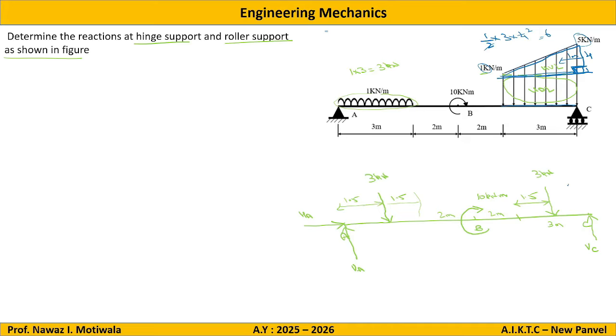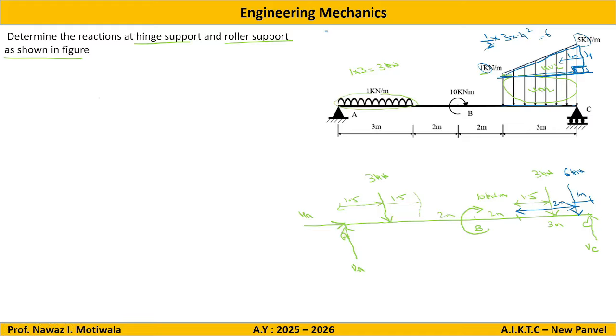So I will make the force here, and I will say that the value of force is 6 kilonewton, and it is 1 meter from this end. So if this is 1 meter from here, it will be 2 meters from this end. This was the important conversion in this particular question.